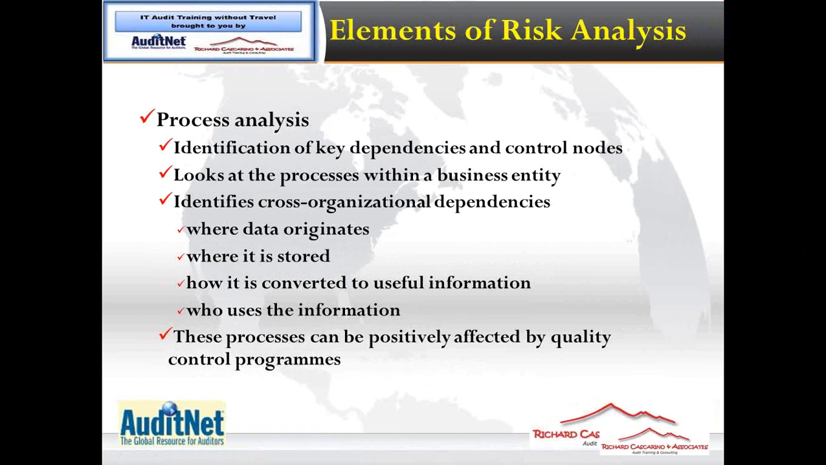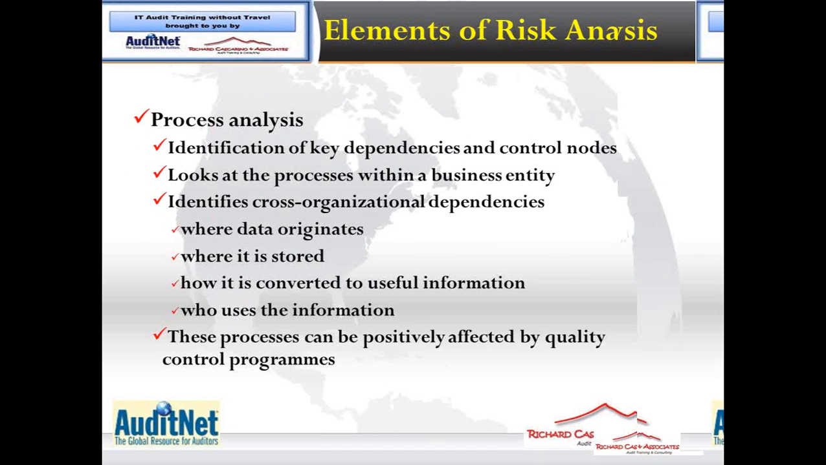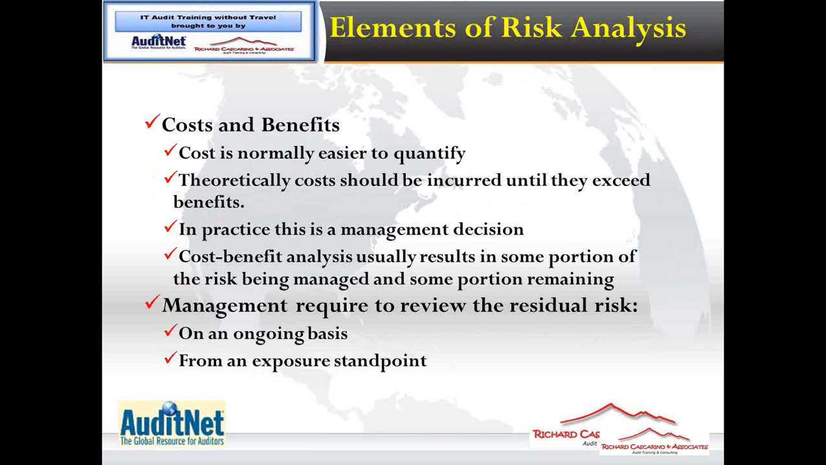Now, typical elements that we look at within our risk analysis is cost benefit. When we are now turning around and saying, we know that the inherent risk is very high, how much is it going to cost to drop it down to an acceptable level? And it's easier to measure cost normally than it is to measure benefit. Now, in theory, we should incur costs until the costs equal the benefits.